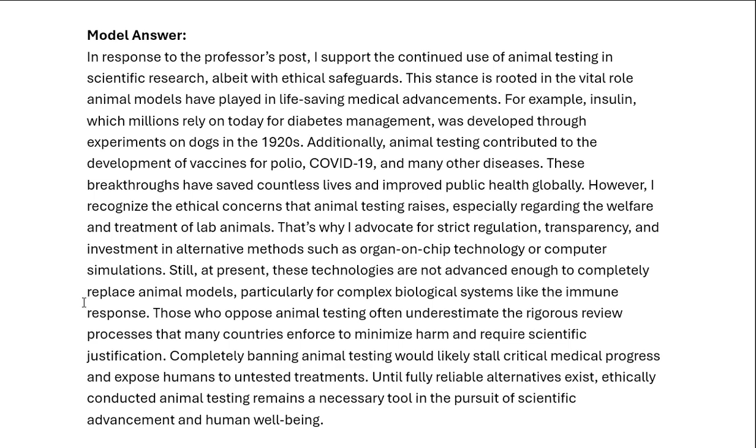the immune response. Those who oppose animal testing often underestimate the rigorous review processes that many countries enforce to minimize harm and require scientific justification. Completely banning animal testing would likely stall critical medical progress and expose humans to untested treatments. Until fully reliable alternatives exist, ethically conducted animal testing remains a necessary tool in the pursuit of scientific advancement and human well-being.